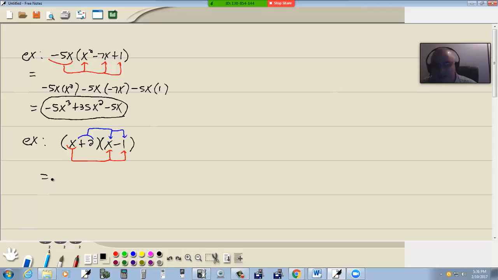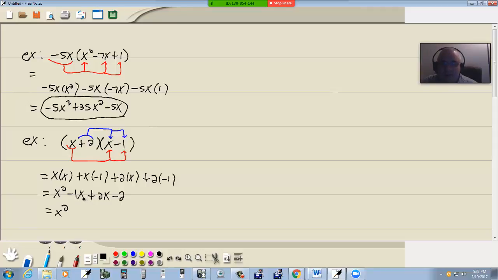So again, I'll follow the lines what to multiply together. X times x, x times negative 1. And then we'll take the 2 times x, and we'll take the 2 times negative 1. Now x times x is x squared. X times negative 1 is negative 1x. 2 times x is 2x, and 2 times negative 1 is negative 2.